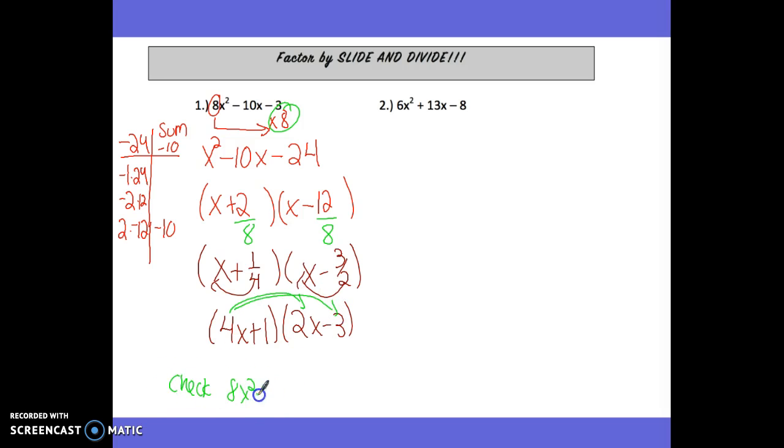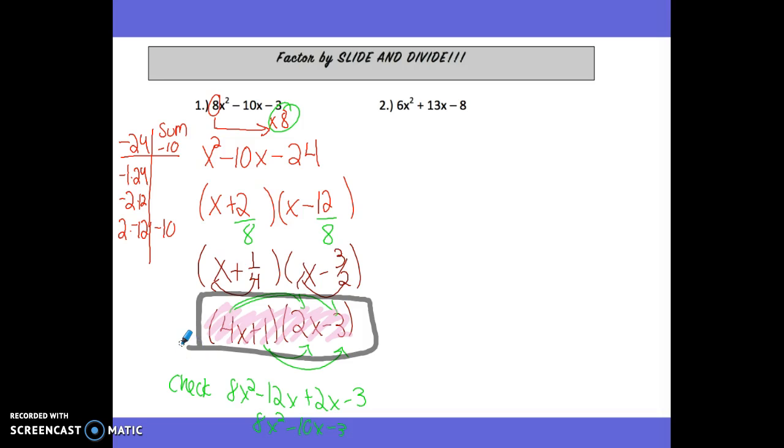4x times negative 3 is negative 12x. 1 times 2x is plus 2x. 1 times negative 3 is minus 3. 8x squared minus 10x minus 3. That's what we wanted. Your answers are the factors. So in pink, what I'm boxing, that is what your answer is.